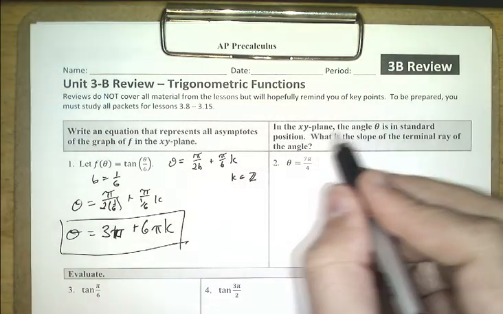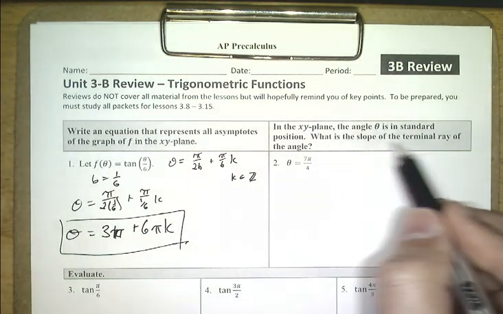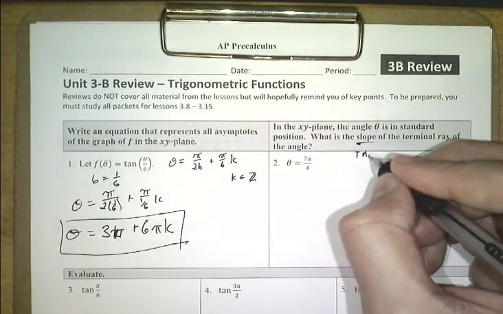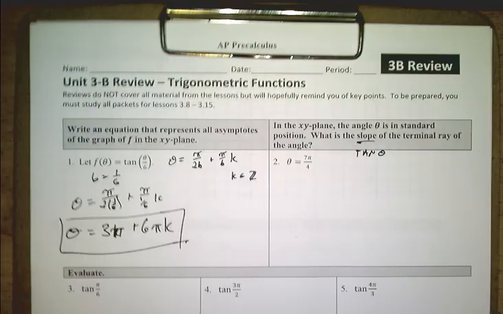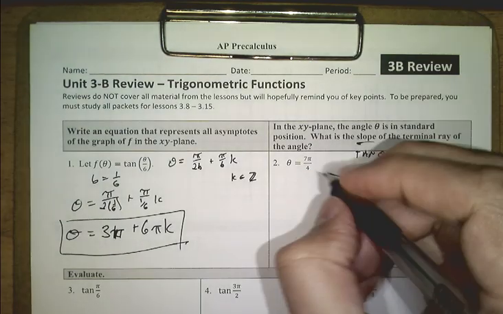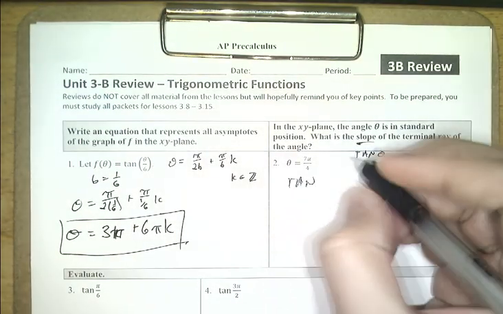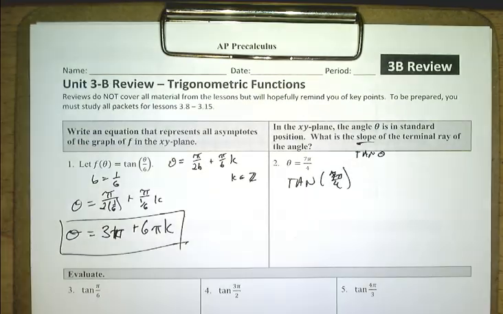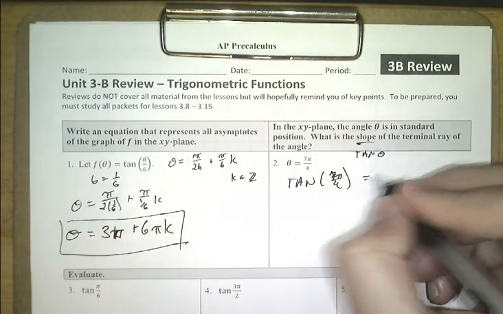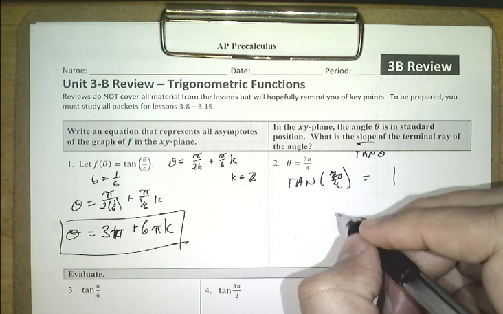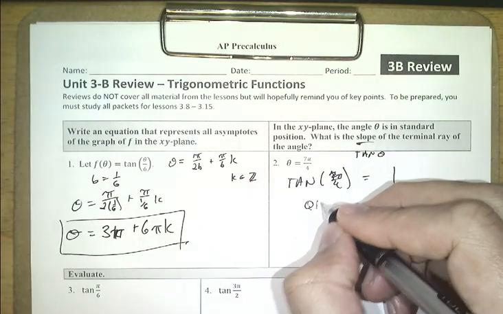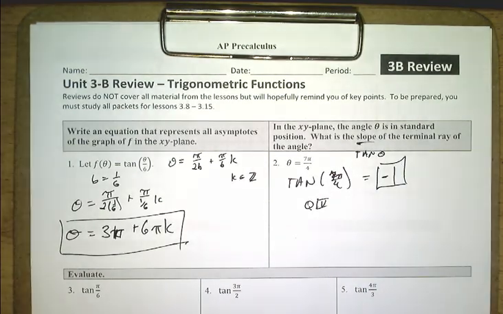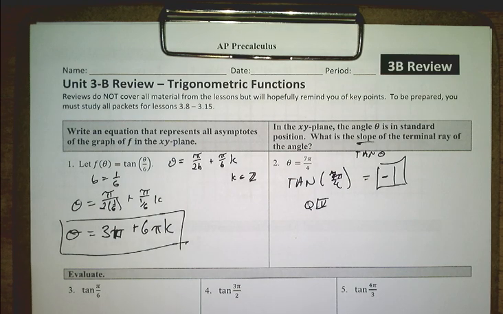In the xy plane, the angle theta is in center position. What is the slope of the terminal ray of the angle? So slope, this tells us that slope is tangent. We can find the slope of a terminal ray using the tangent function. So we need to find tangent of 7 pi over 4. All the over 4s are going to be plus or minus 1. This is 7 pi over 4, so this is in quadrant 4, and tangent is negative in quadrant 4. So that is going to be -1.